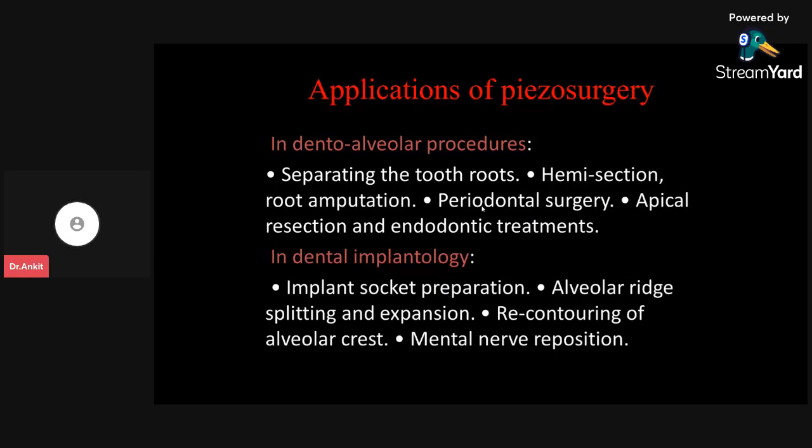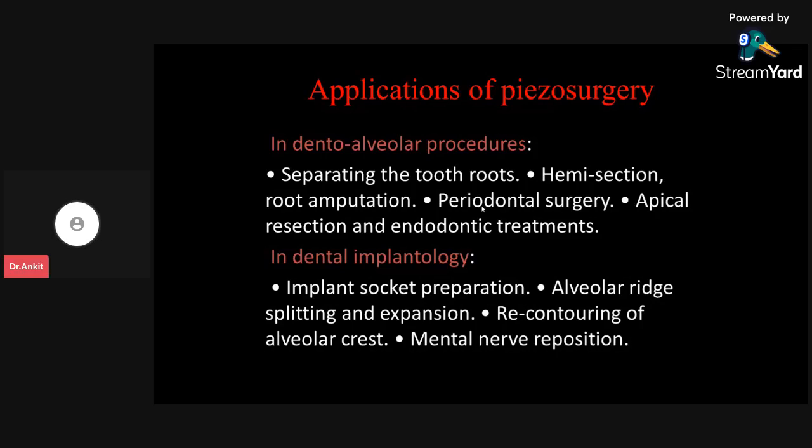It is helpful in dentoalveolar procedures, and you can use it when you are going to cut the tooth. There's one question from the audience named Sohrab Singh. He has asked, can we cut the tooth? Yes, you can. You can separate the tooth roots with it. You can hemisect it. You can root amputate it. And it is helpful in periodontal surgery. There are various inserts available that help us in doing periodontal surgery. It helps us in doing the apical resection, commonly known as the apicectomy.